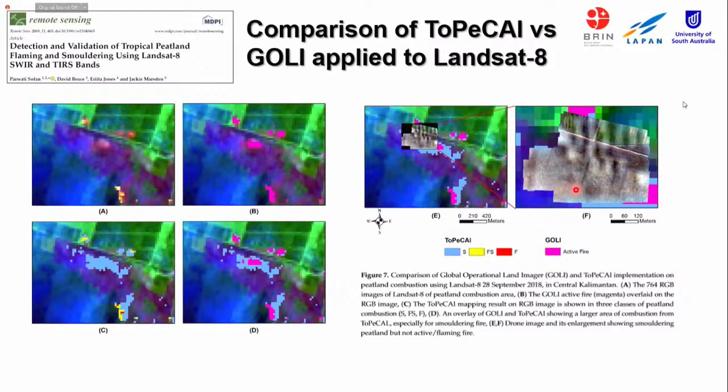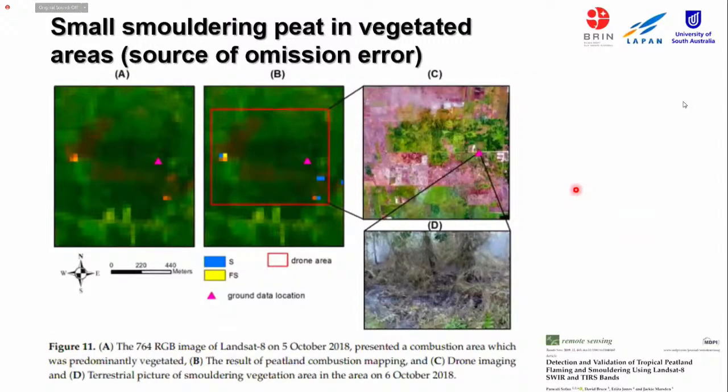So the difference is that the global algorithm is mostly for flaming detection, while our algorithm covers both smoldering and flaming. We have a limitation for small smoldering, a very small area of less than one pixel of Landsat 8, which is about 900 square meters. Because the smoldering is still happening in the bush here, the vegetation is still there, and there is a mixed pixel there, so we can treat the pixel here as our error.